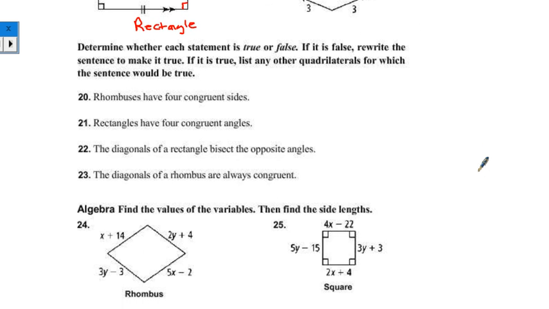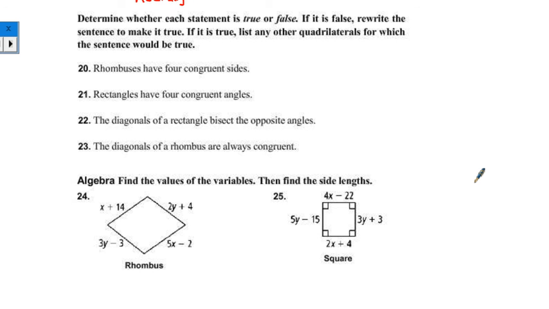Alright, let's look at the true-false section. So for the true-false, it says, determine if it's true or false. If it is false, rewrite the sentence to make it true. If it is true, list any other quadrilaterals for which the sentence would be true.